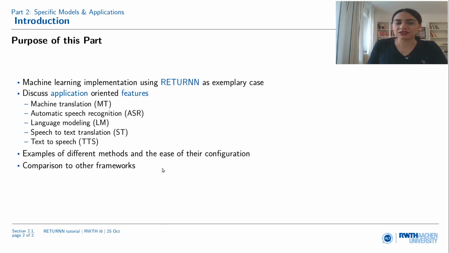After getting the fundamental knowledge about RETURNN as an exemplary case to consider machine learning implementations for sequence processing and classification in the first part of the tutorial, in the second part, we would like to discuss application-oriented features in the context of machine translation, automatic speech recognition, language modeling, speech-to-text translation, and text-to-speech. We bring some examples of different models and we show the ease of their configuration. Our main focus is on the RETURNN framework, however, we compare to other frameworks as well.